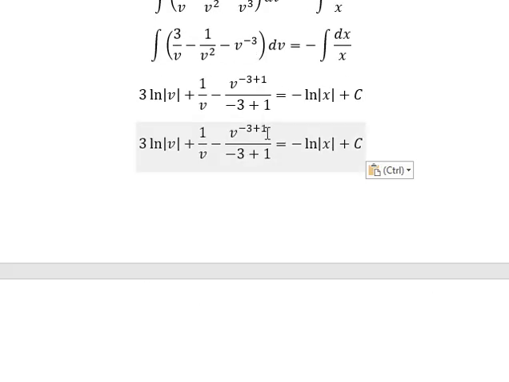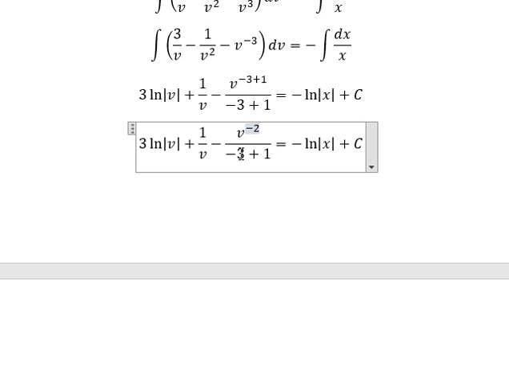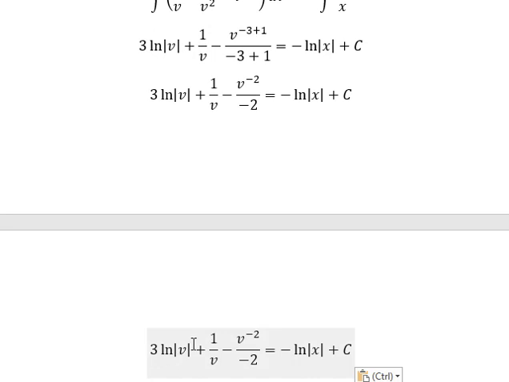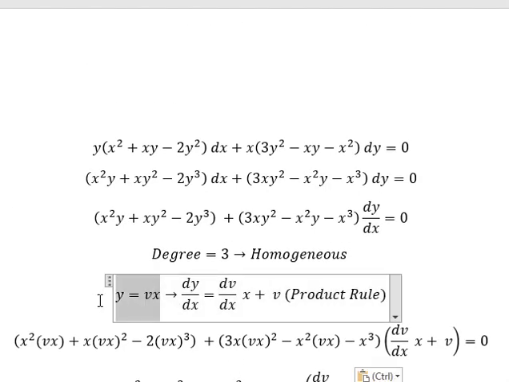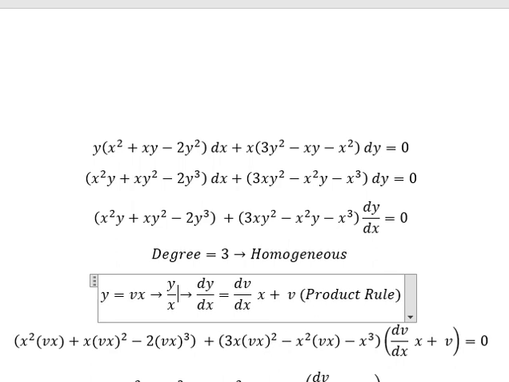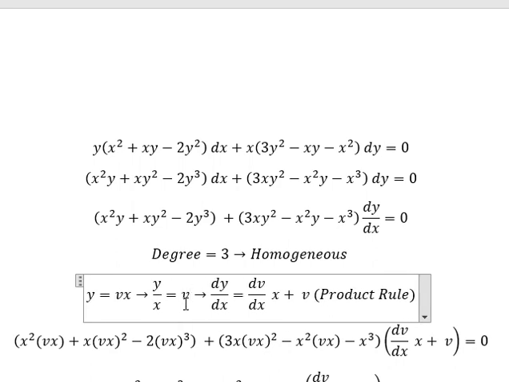So we have negative number 2 about v, that is this one. So we divide both sides by x. And now we need to change v into this one.